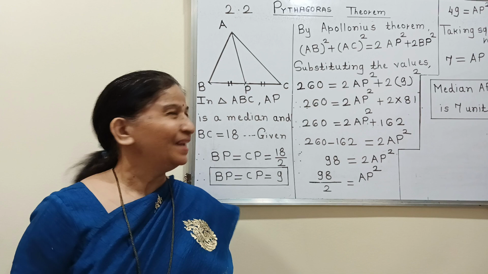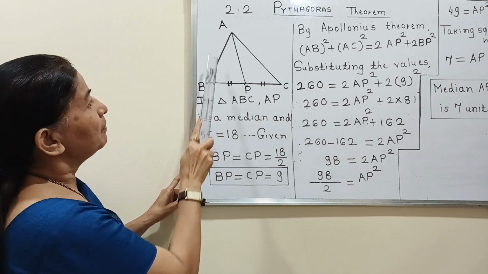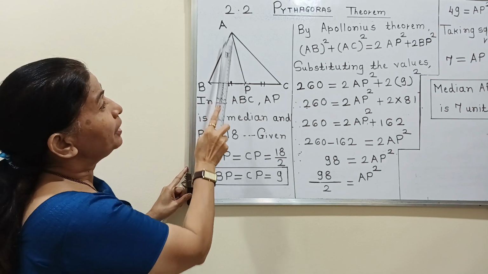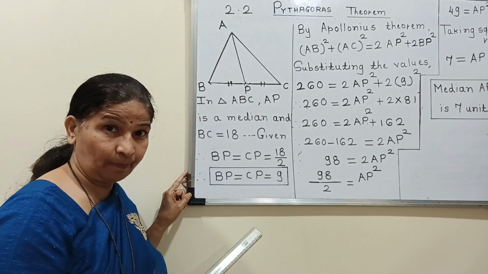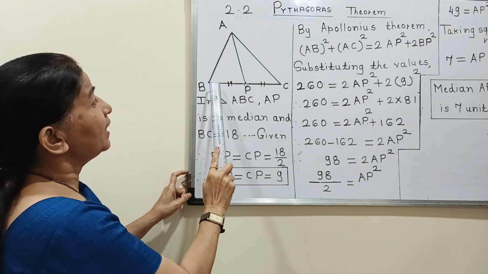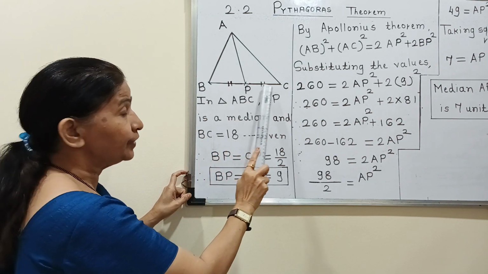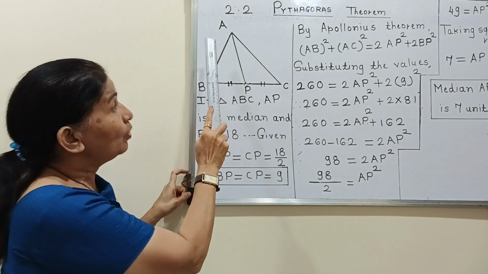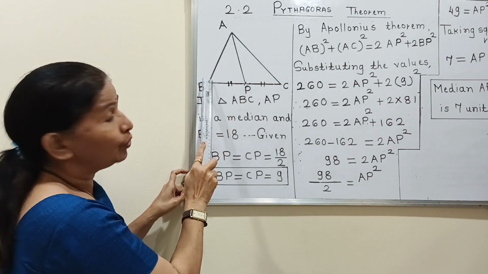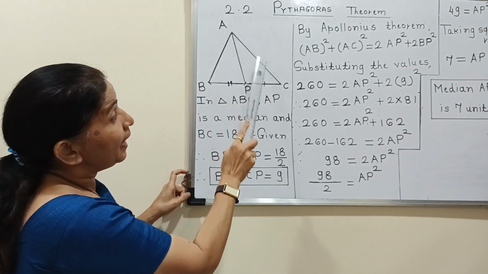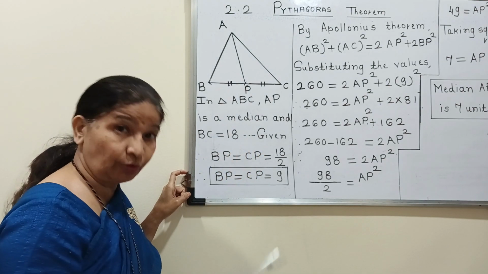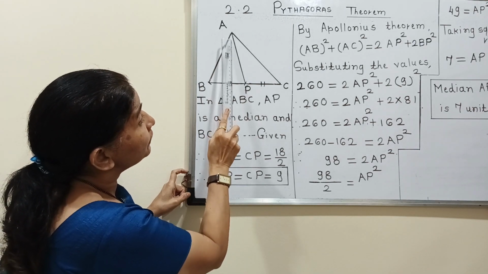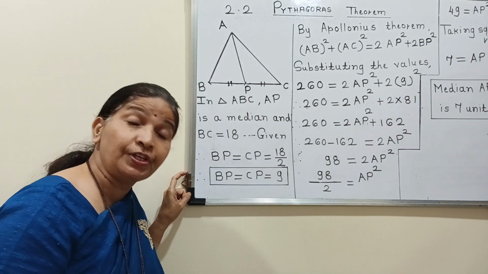Good morning. In triangle ABC, they had provided you AP as a median. Then they had provided you BC as 18 units. They had provided you AB square plus AC square is equal to 260, and you have to find out this AP, which is a median.